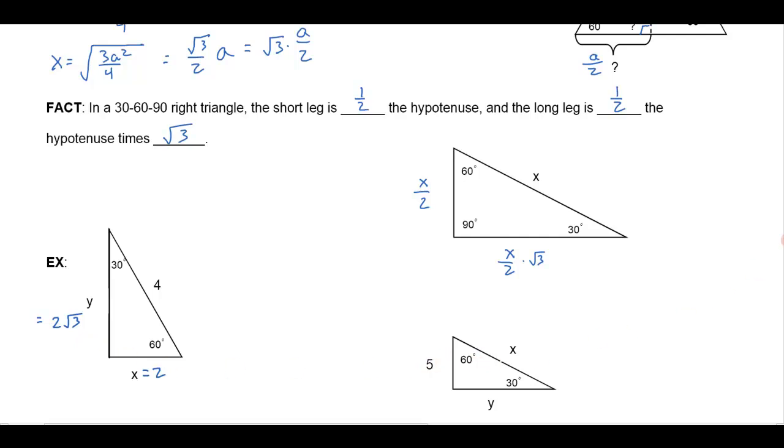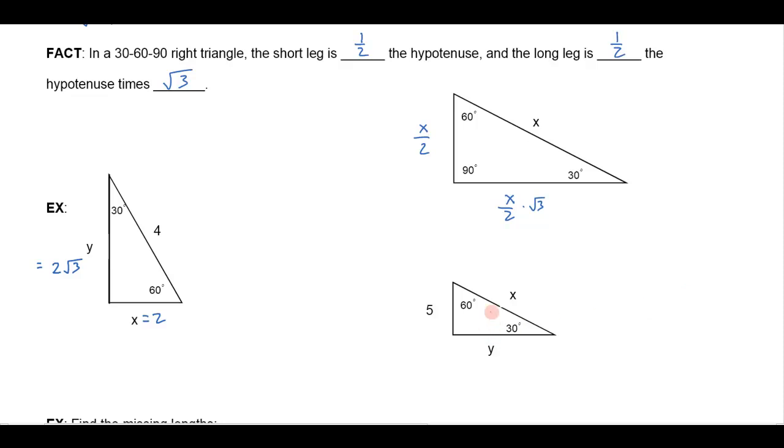Here's one more problem. I've got 5 for the short side. Well, the hypotenuse has to be twice that, right? That's going to be 10, and this longer leg is going to be 5 times the square root of 3. So all I have to do, if I have a 30-60-90 right triangle, is take half the hypotenuse, which will give me the short side, and if I have the short side, then twice the short side will give me the hypotenuse, and then the longer leg is half the hypotenuse, in this case 5, times the square root of 3.